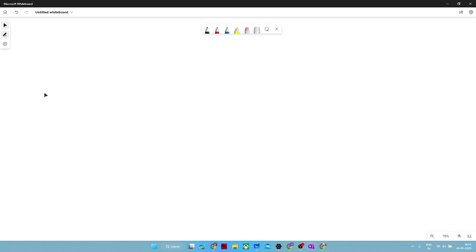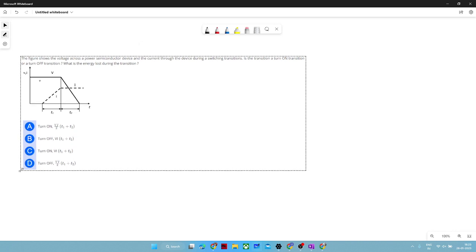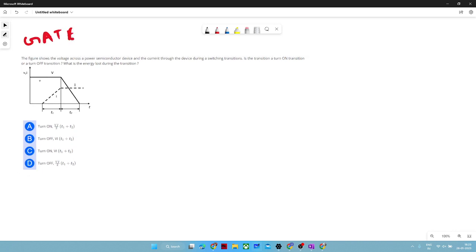One more problem that is based on power loss in switches. It was also asked in 2005. So we need to find out the energy during turn on transition or a turn off transition, right? What is the energy lost during these transitions?